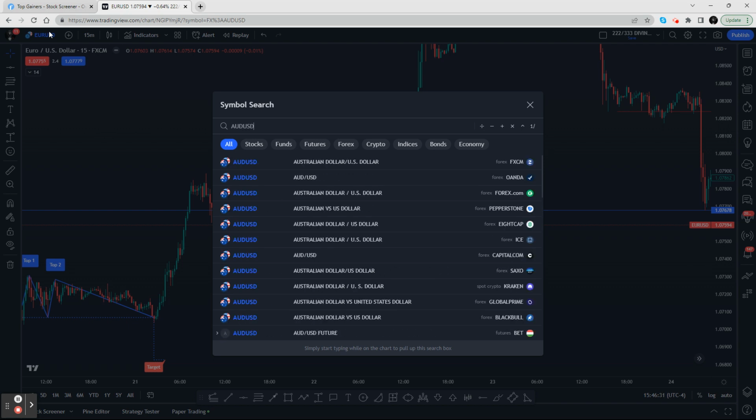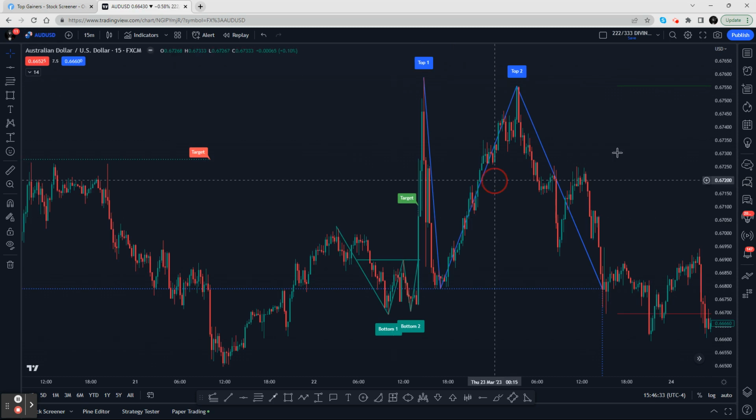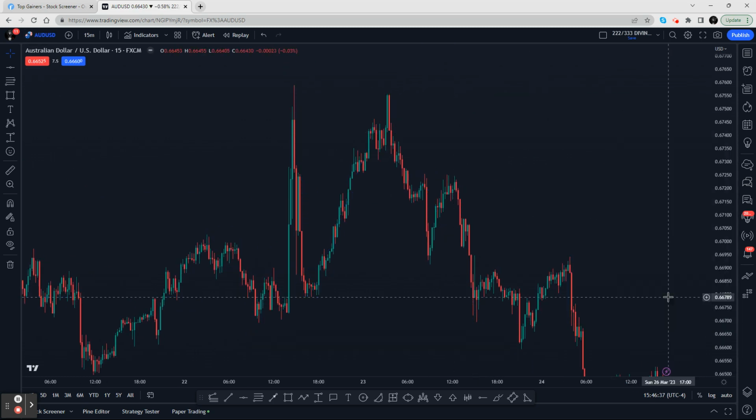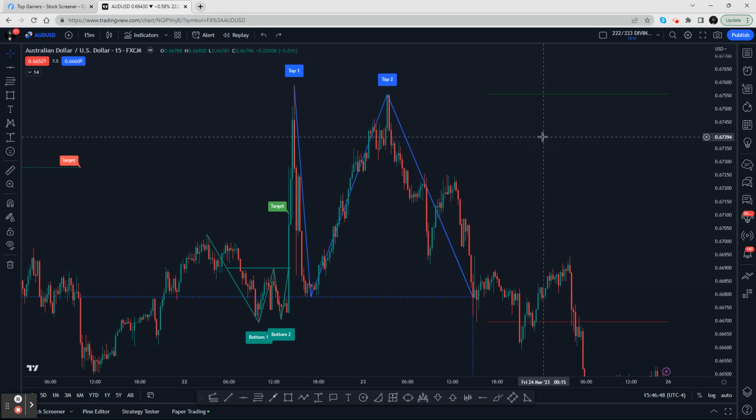Australian dollar USD. I need to start looking at the New Zealand dollar. I haven't looked at them in a while. I didn't mean to do that. I just took off all my indicators. Let me see. Make sure to say this. All right.